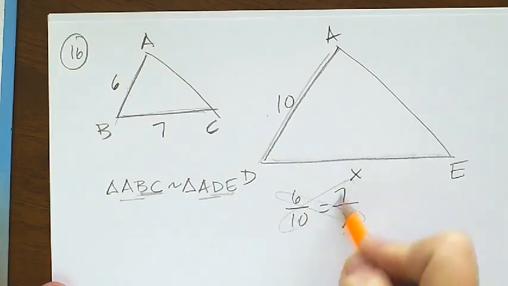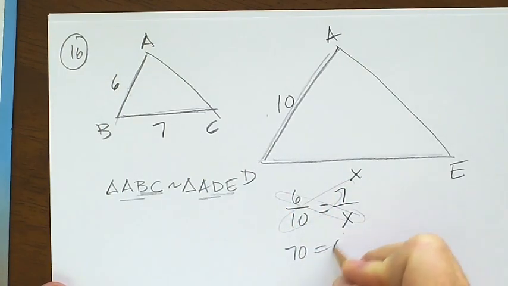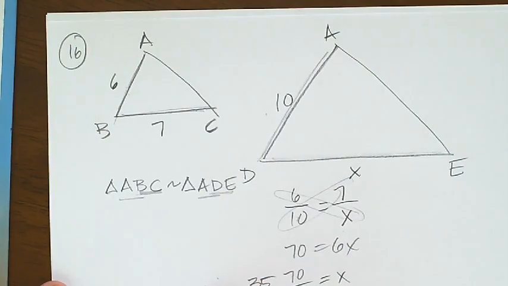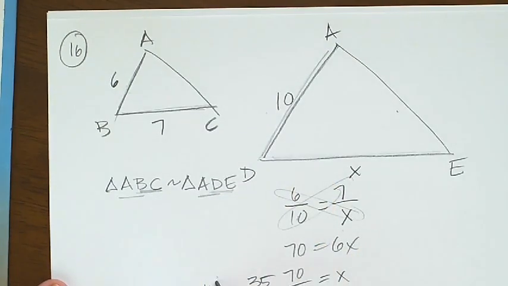Okay, this part's easy, right? 70 equals 6x. So x equals 70 over 6, which reduces to 35 over 3, which is 11 and 2/3.